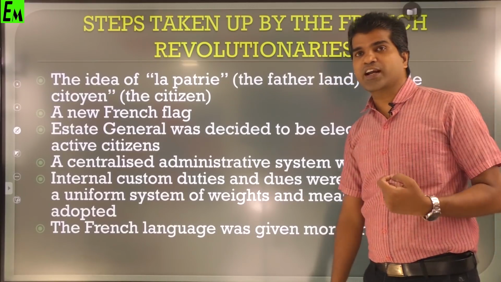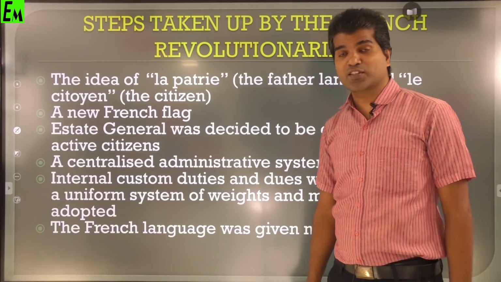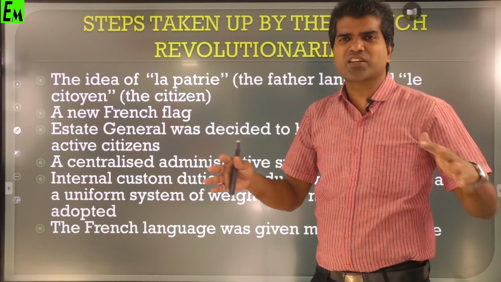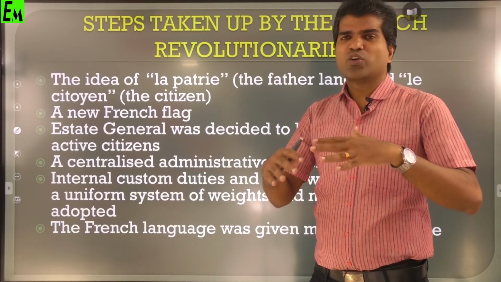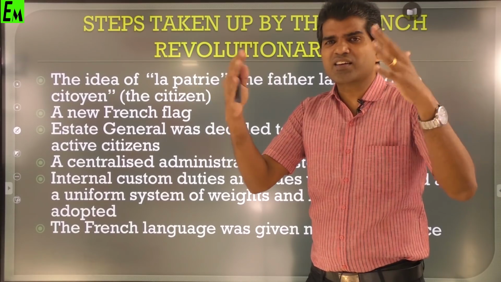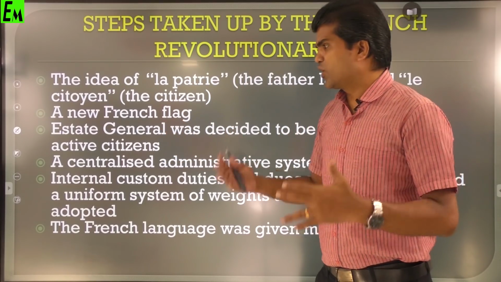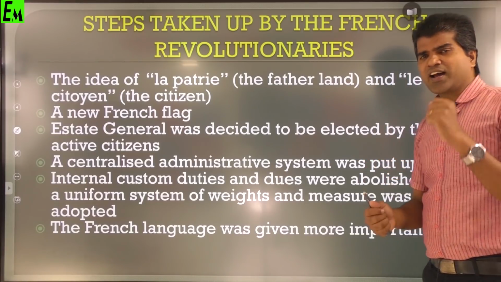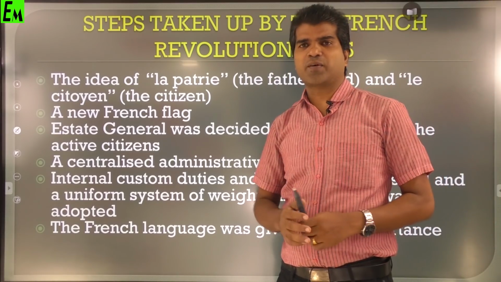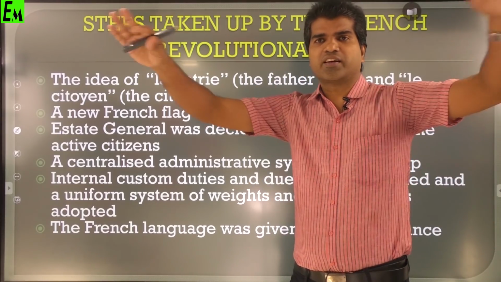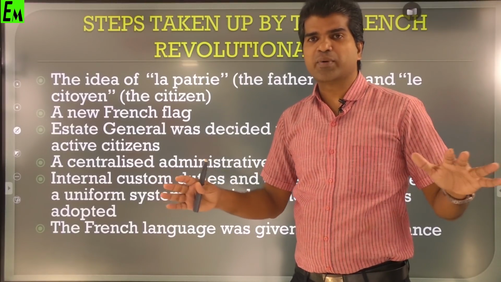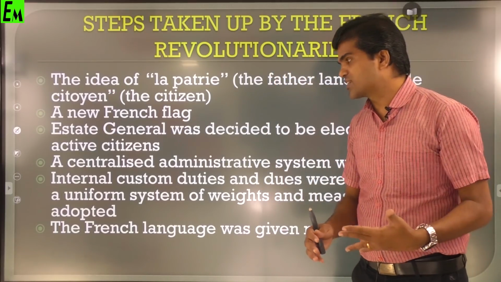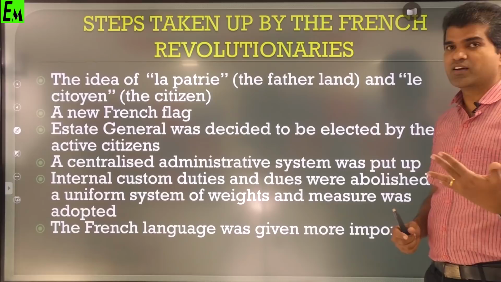They brought the fourth idea, that a centralized administrative system was put up. Because the country was scattered, there was no demarcation, no clear boundary, and so many kings and kingdoms were ruling the country. Now they wanted to remove all this. They wanted a centralized administrative system, a centralized power, one king ruling the entire country, or one constitution, or one government. So they came with the concept of a centralized government and administrative system.